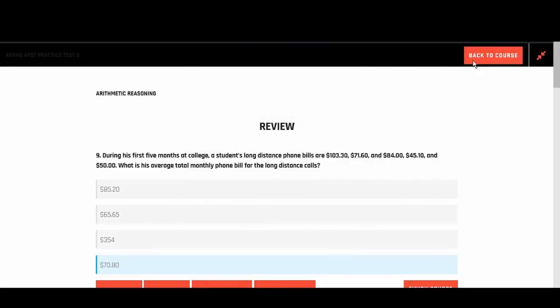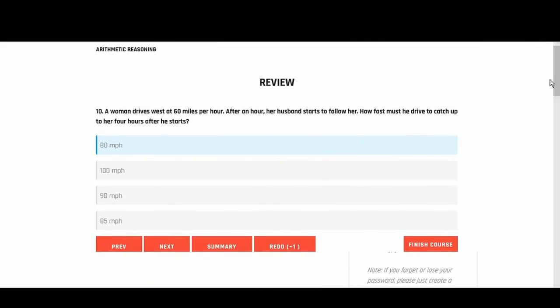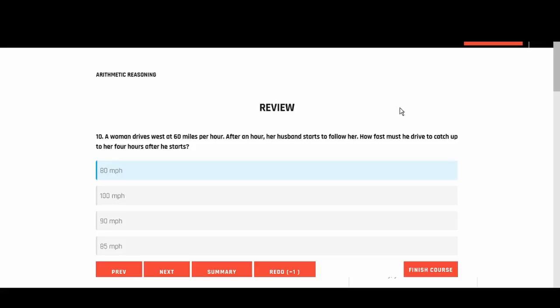Again, none of these problems have been easy so far. Alright, number 10. A woman drives west at 60 miles per hour. After an hour, her husband starts to follow her. How fast must he drive to catch up to her 4 hours after he starts? This should say after she starts, not he. So I'll go ahead and fix that in my problem. Again, I do make typos occasionally, so I'll fix that.